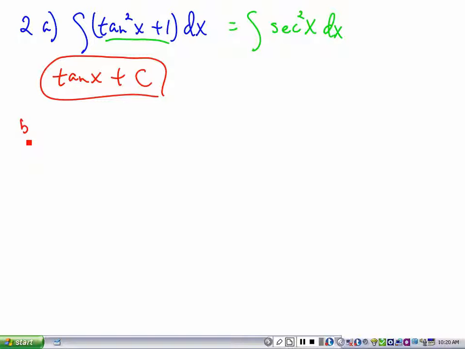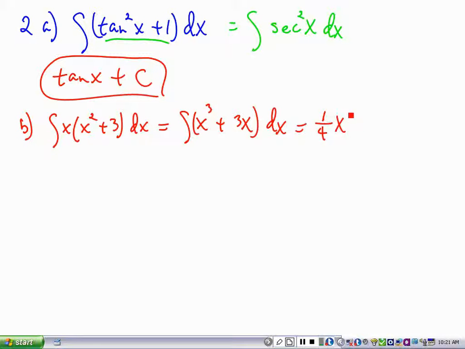Part B, the integral of x times x squared plus 3 dx. Well, let's simplify this. This is x to the 3rd plus 3x dx. So we integrate. This is 1/4 x to the 4th plus 3/2 x squared plus c.